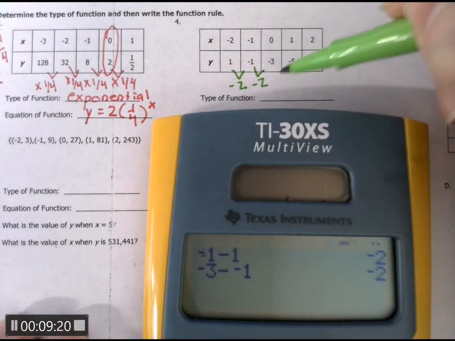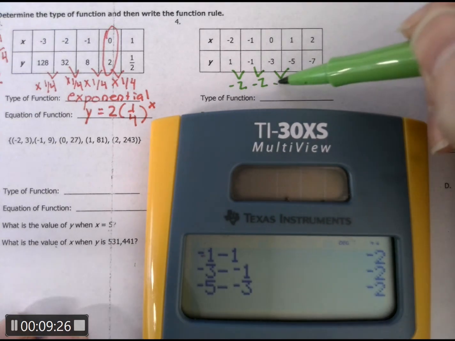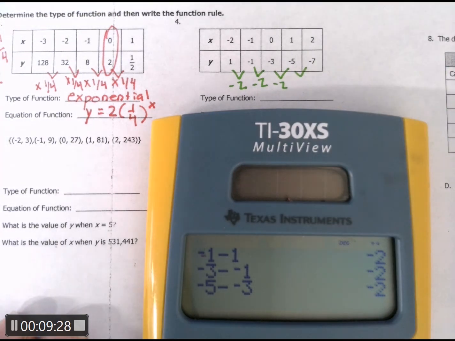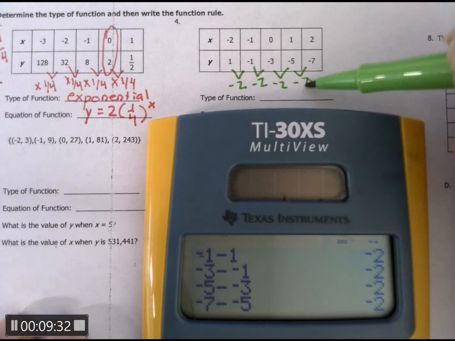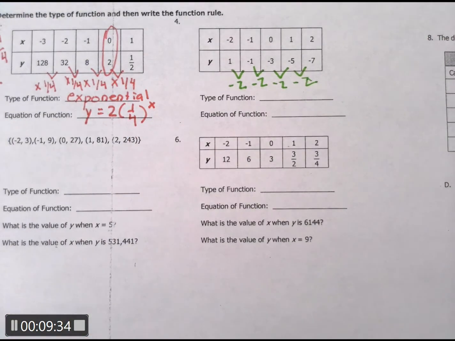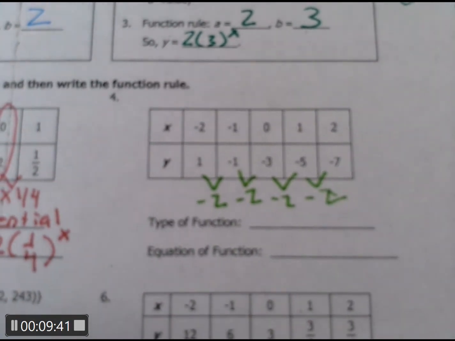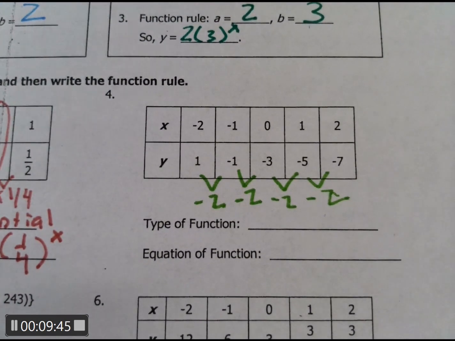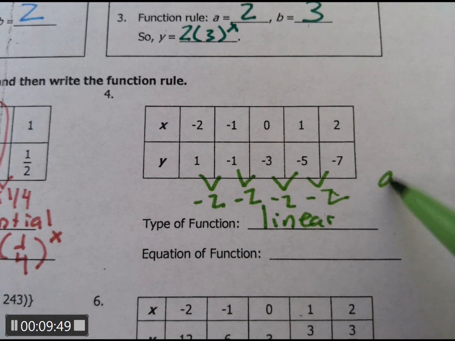I should have started from the back, I'm sorry guys. And then -5 minus a -3, -2. And then -7 minus -5, -2. So each time we are adding a -2. So because we are adding, what type of function is this? It is linear, because this time we added.